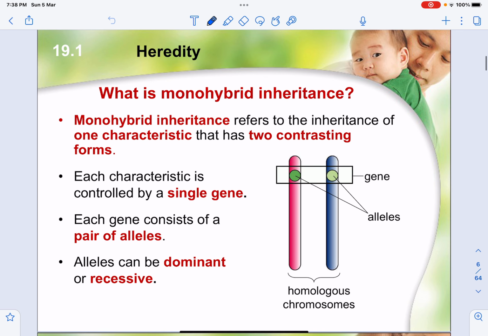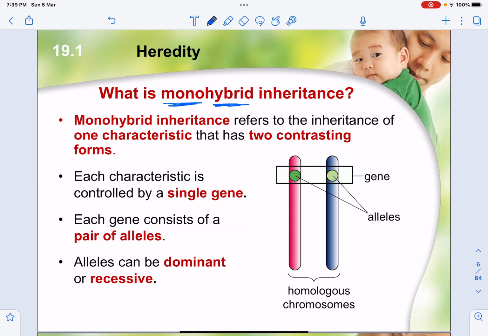So what is monohybrid inheritance? Monohybrid comes from the word mono, and the second word is hybrid. So mono means there is only one set of characteristics. However, this characteristic would have two contrasting forms. Now what is meant by this? So let's say we use hair color. So hair color is one characteristic, because for hair you can have curly, you can have straight, short, long, everything. So these are all the different characteristics of hair, but for here we are just focusing on color of the hair.